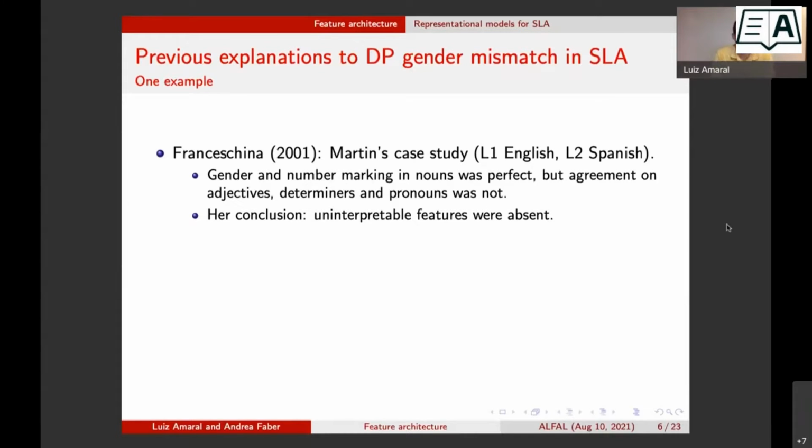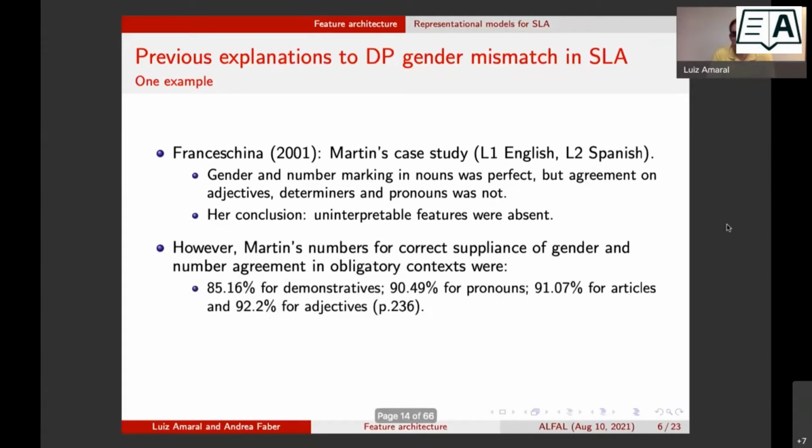And then in this work in 2001, Franceschina presents this case study of Martin, where gender and number marking in nouns was perfect, but agreement on adjectives, determiners, and pronouns was not. So her conclusion was that uninterpretable features were absent.